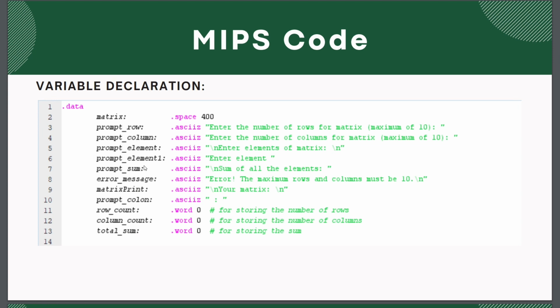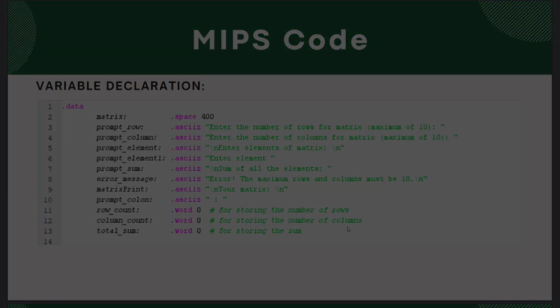So next, we have .word, such as row count, column count, and total sum. This .word means that we store the listed value. 0 is our listed value as 32-bit words on a word boundary. So what is the purpose of row count? It is for storing the number of rows. Column count is for storing the number of columns. Lastly, total sum is for storing the sum of the elements in our matrix. So that's all for the variable declaration.